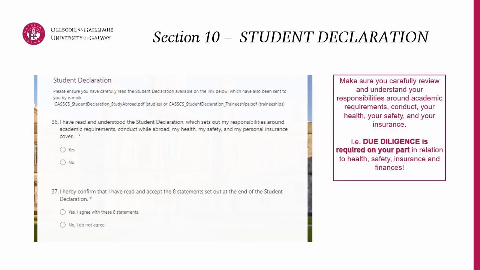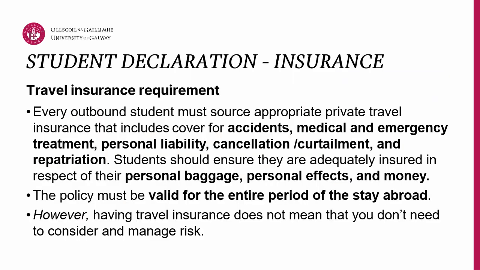Now we come to the Student Declaration. Please read it carefully. Make sure you review and understand your responsibilities around academic requirements, conduct, your health, your safety, and your insurance, and indicate your agreement by answering yes to the questions here. You must purchase private travel insurance to cover you for the period while you're on mobility abroad.